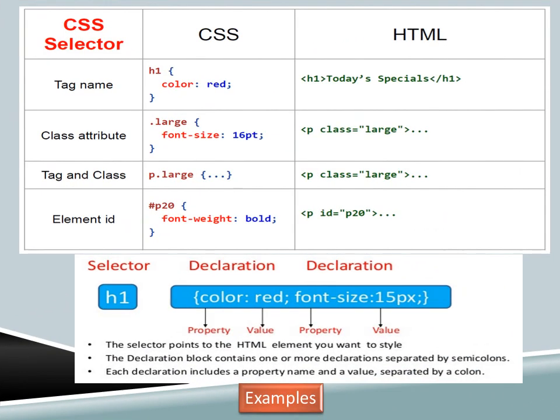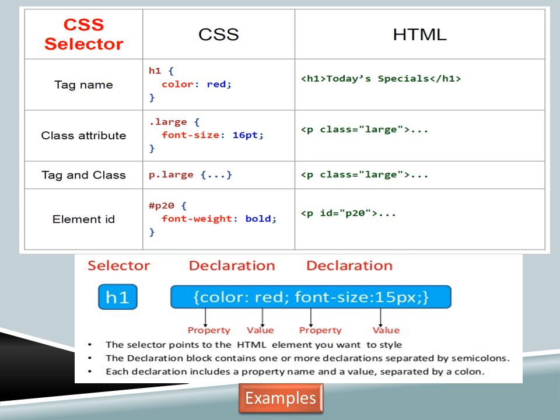Here are some examples of how we use these selectors and how declaration is done. In a CSS selector, we give the tag name, and we can give the class attribute, and classes and element IDs can be given. When writing in CSS, at that time we are using the h1 tag and defining the color red. And in an HTML program, wherever we use the h1 tag, the contents used in the h1 tag will be displayed in red color.